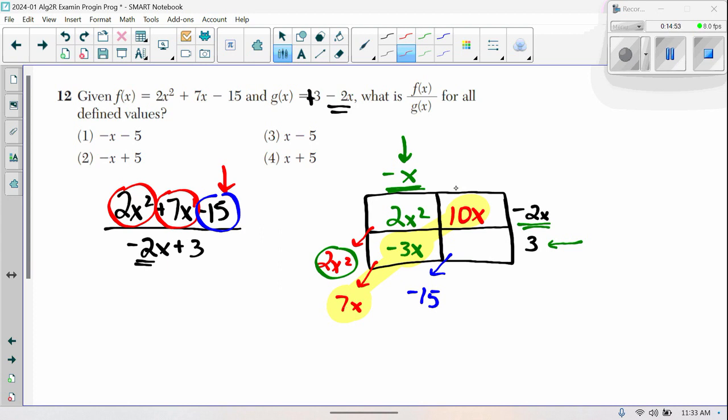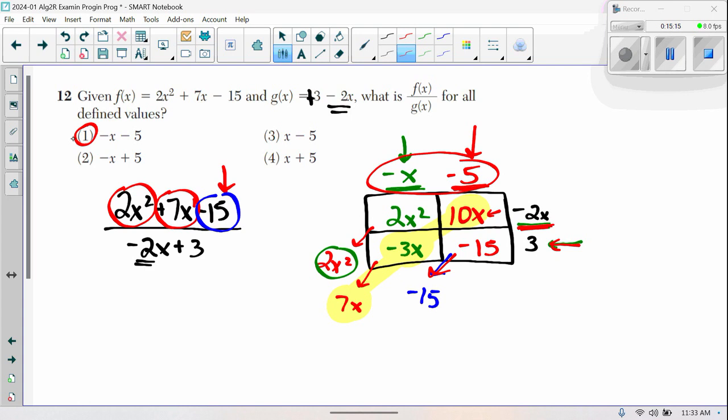Now I just repeat this cycle. What on the outside am I multiplying negative 2x by to get 10x here? Well, negative 5 times negative 2 is a positive 10. And the great thing is now I can take negative 5 and multiply it times 3 and get negative 15. They're the same, so there's no remainder. So my answer is negative x minus 5.